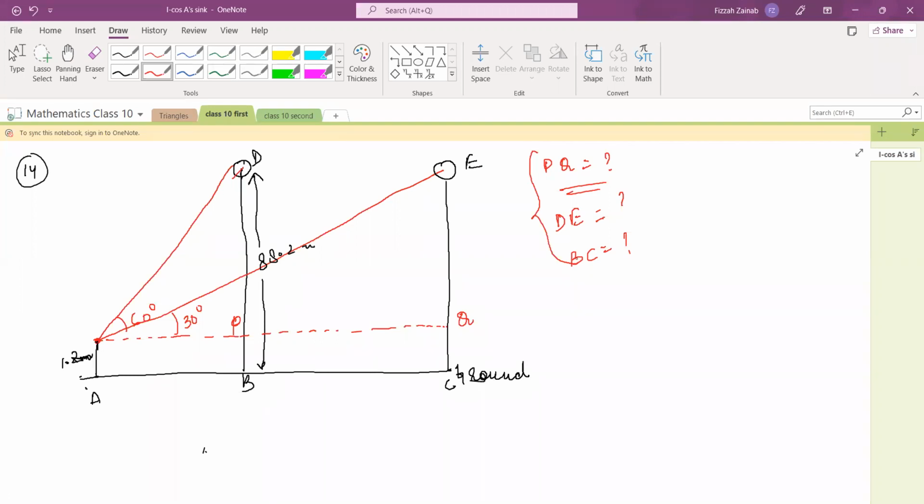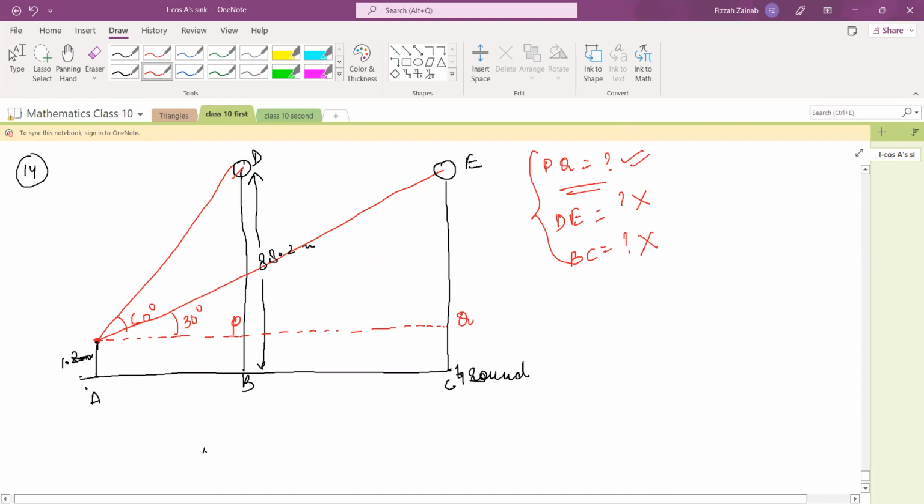Now the problem is, DE I cannot find because DE is not a part of any triangle. Similarly, BC also I cannot find because the angles are made with the horizontal level, not with the ground, right? Yes, ma'am. So PQ I can find, not BC. Got the problem here?